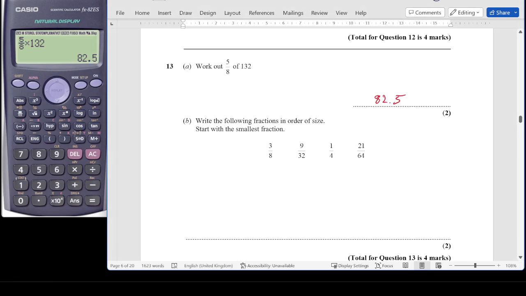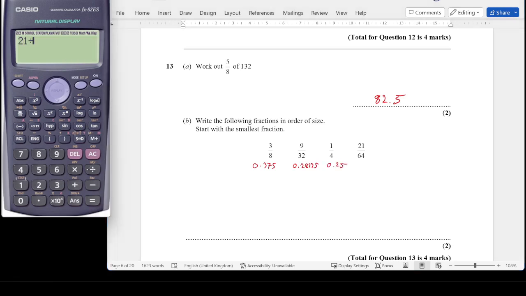Write the following fractions in order of size. Start with the smallest. I quite like these questions on a calculator paper because we can work out all of the values as a decimal really easily using the calculator. So that would be 0.375. 9 divided by 32 as a decimal would be 0.28125. 1/4 would be 0.25, and then 21 out of 64.